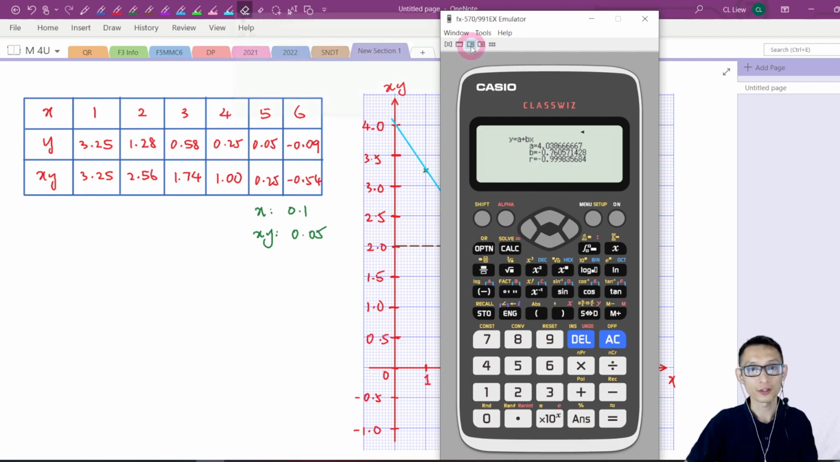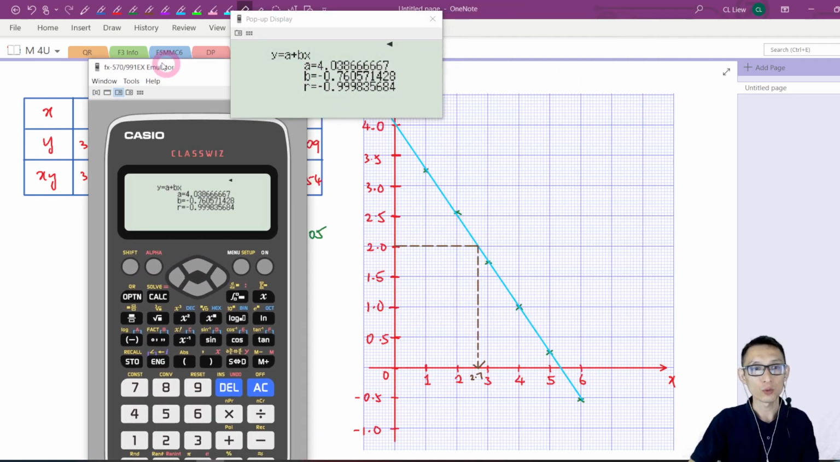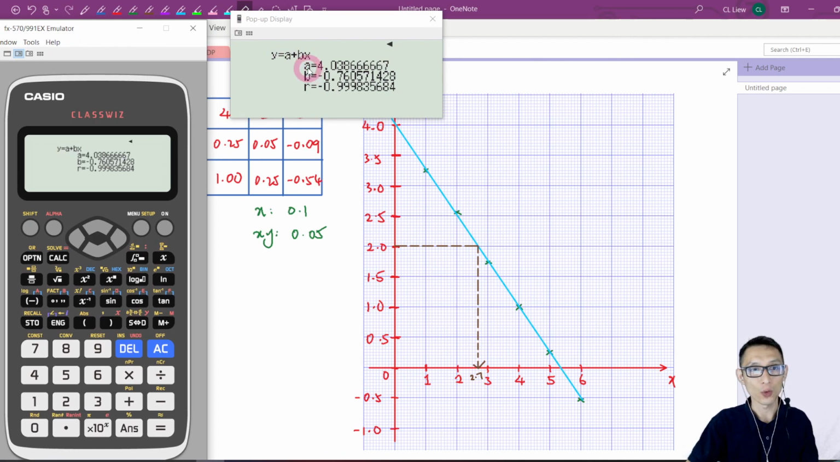Now can you see it? So this is our y-intercept, which is 4. It is 4 point something, but we cannot get 4.04 like this. We cannot get as accurate as the calculator, but it should be no problem. It's 4.